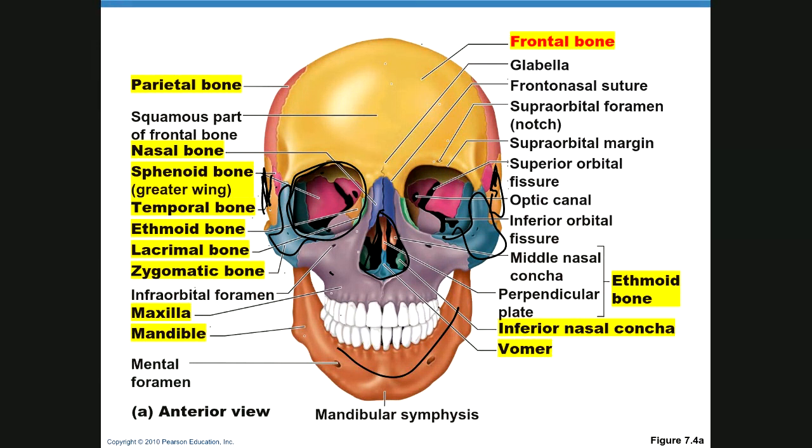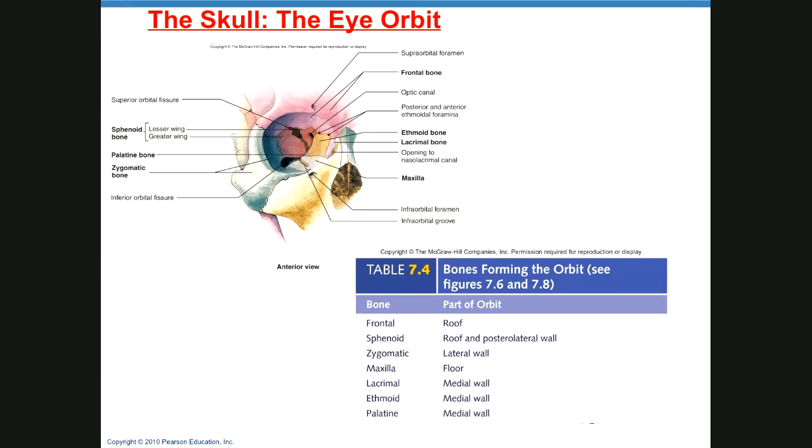So let's start with the bones that make up the orbit of the eye. And this is something that you have to know for the test, okay? The roof of the orbit of the eye is made by the frontal bone. The lateral wall, right here, is made by the zygomatic bone, right there. The floor of the eye socket right here is made by the maxilla.